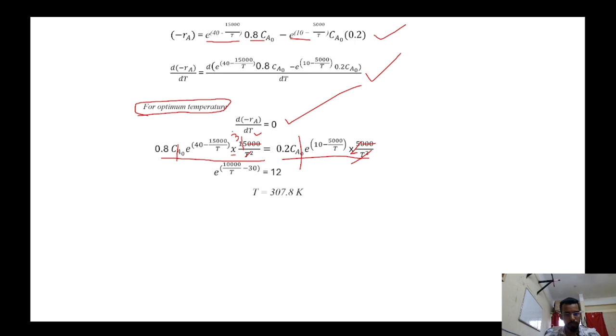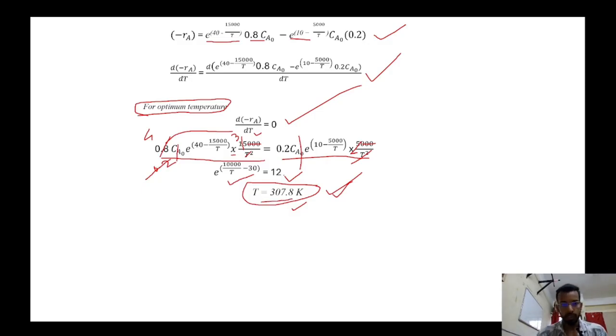And 5 3s are 15. So this 3 into 4 divided by 0.2, so it will be 0.2 and it will be 4. So 4 3s are 12. So we will get 12 this side and 12 this side and the whole thing this side. Taking the log and solving the equation, we will get 307.8. Okay, which is a little bit higher than 300, but it is the optimum temperature according to the information given in the question. The temperature is 307.8 Kelvin.